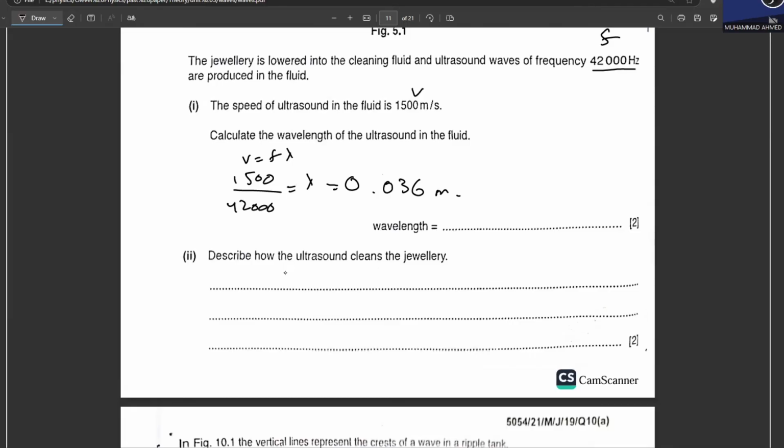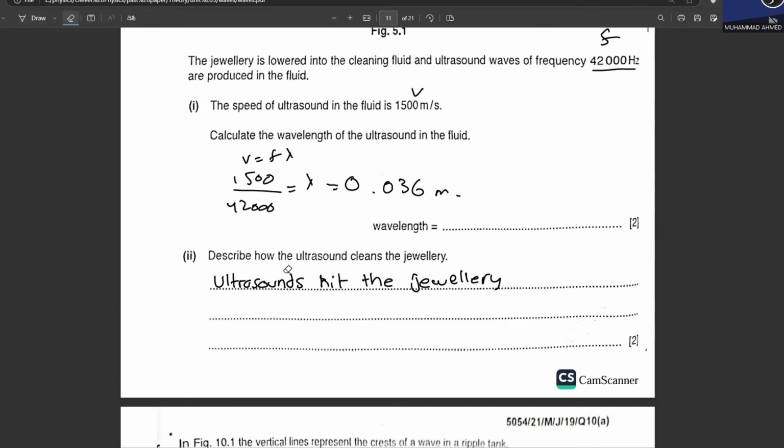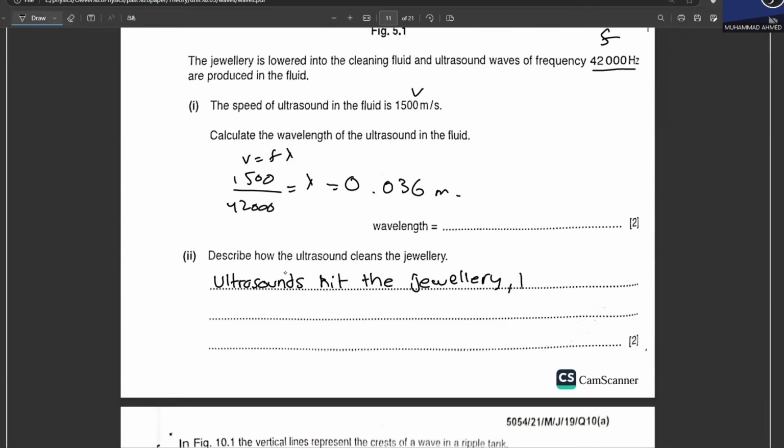Describe how the ultrasound cleans the jewelry. Ultrasounds hit the jewelry. This causes the jewelry to vibrate.